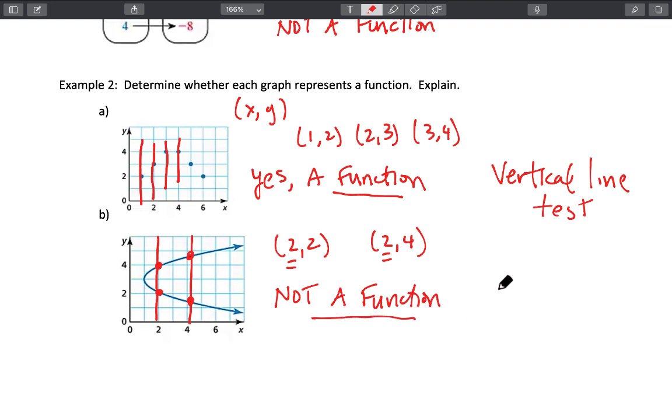So if that vertical line touches more than one point on any part of the graph, then you've got to say that it is not a function.